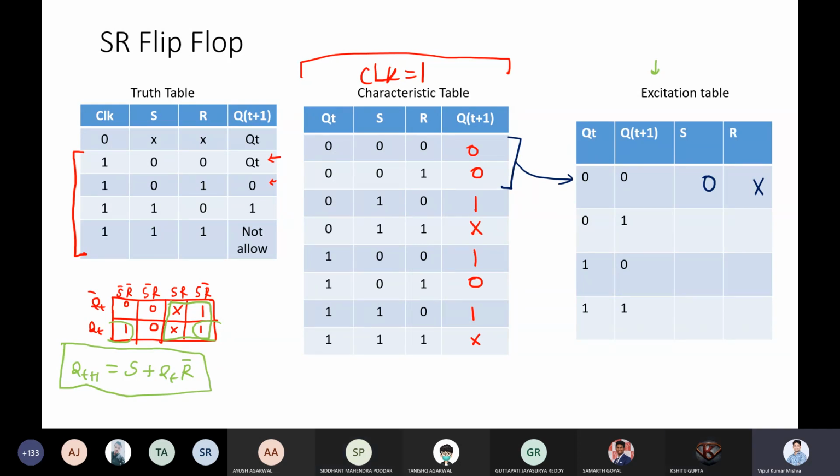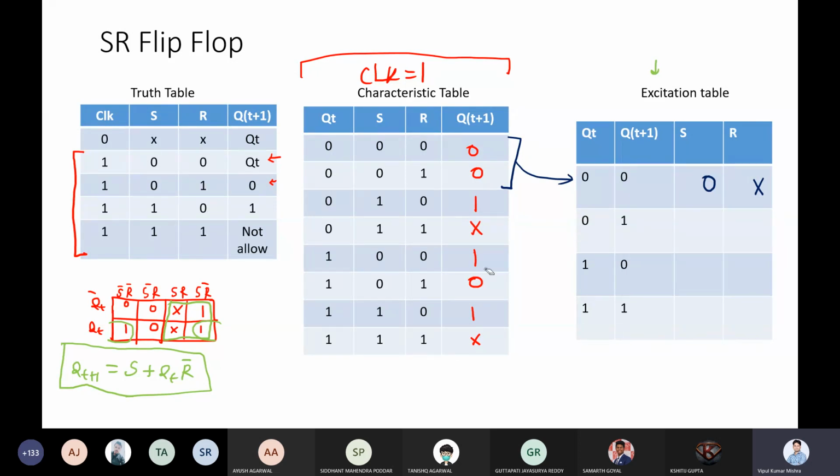Why is it so? Because we are taking two values and we have only two combinations, either 0 or 1. So when your Qt value is 0 and Qt plus 1 is also 0, your S value is 0, but the R value can be 0 as well as 1. In both cases it does not impact Qt and Qt plus 1. It means R doesn't have any impact, so we can say it's a don't care.